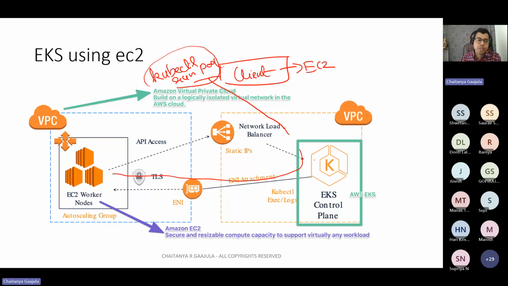So this is hidden from you. This is what you manage. And this is part of auto scaling. When the load increases, it is going to create new nodes automatically. This is your EKS using EC2.